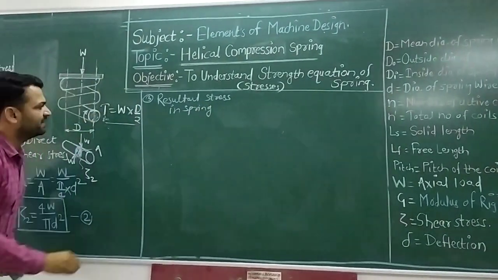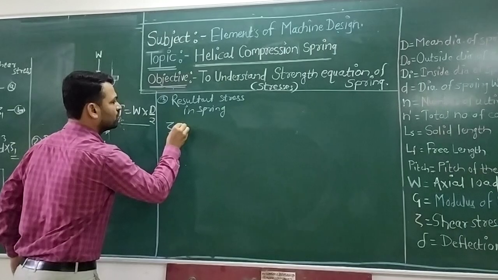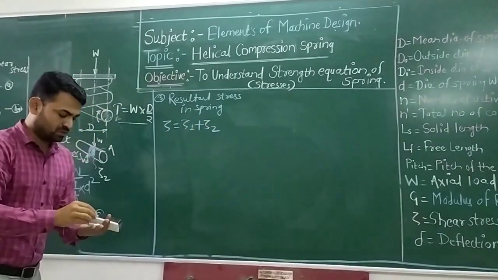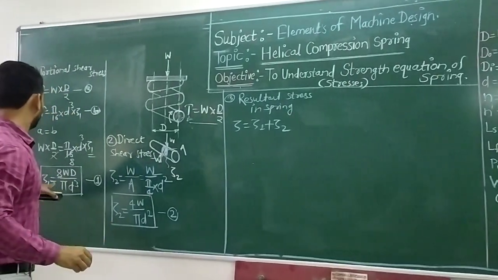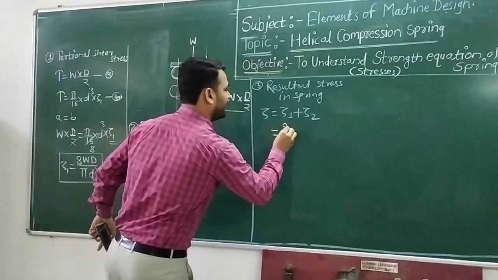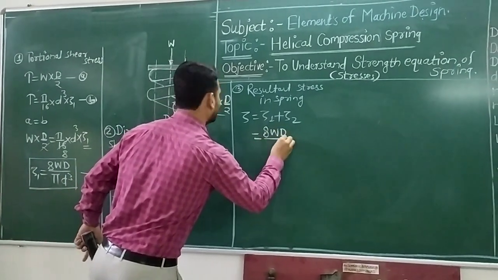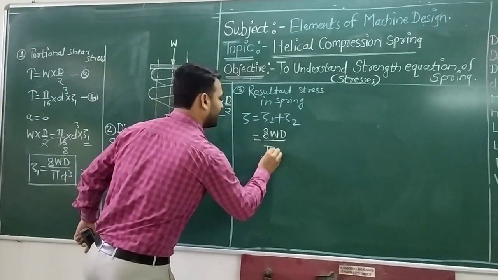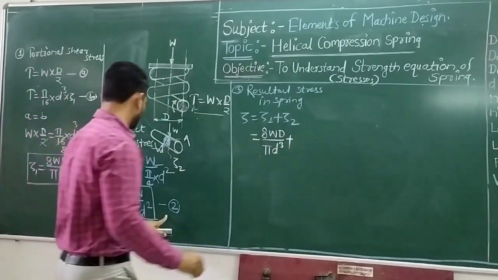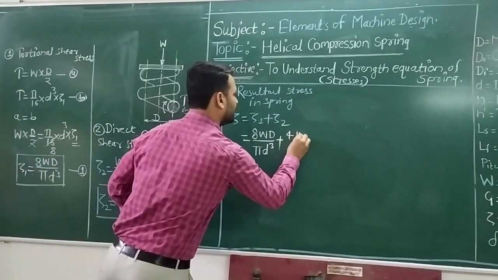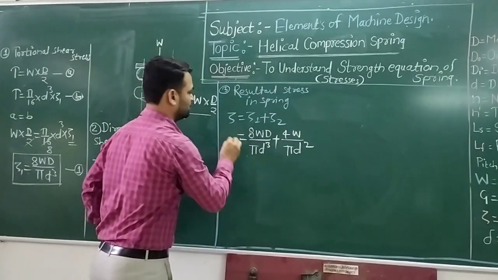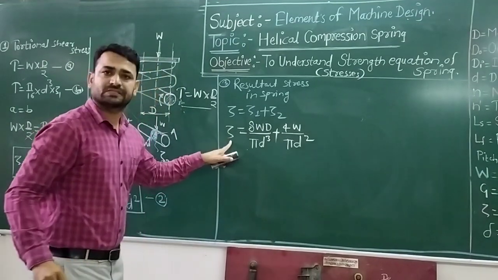So the resultant stress will be given by tau. Tau will be equal to tau 1 plus tau 2. Already we have the value of tau 1. So tau 1 will be equal to 8WD divided by pi d cube, plus, this is equation number 2, tau 2, the value of tau 2, 4W divided by pi d square. So this is the resultant stress.